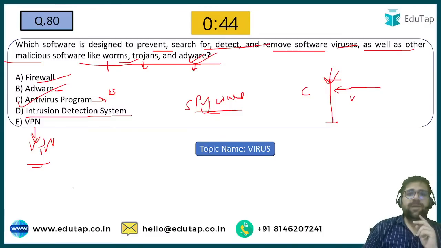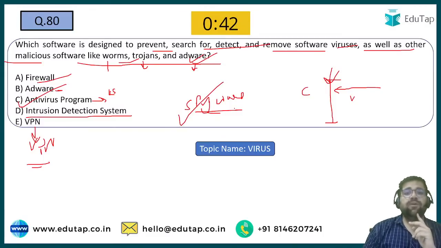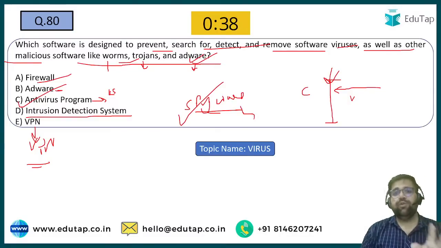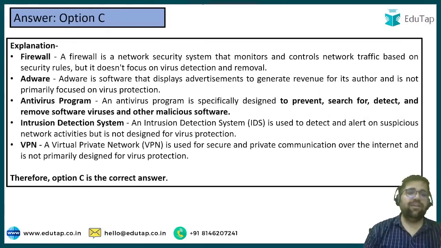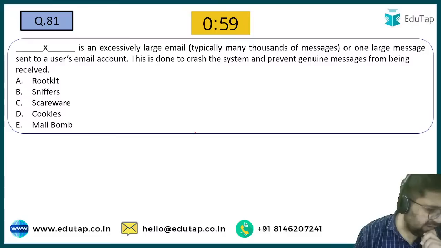Cool. And what is spyware? Spyware, for example, if you have heard about Pegasus. Pegasus is a kind of spyware only. They will spy on you. Okay. Now, more about it we will discuss somewhere when we are free. But question number 81 now.